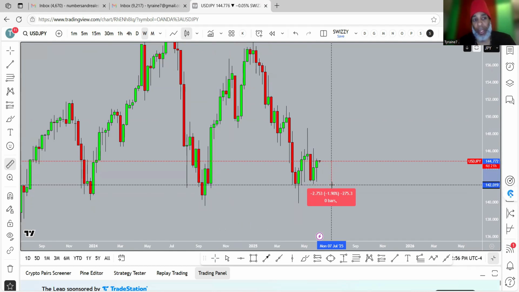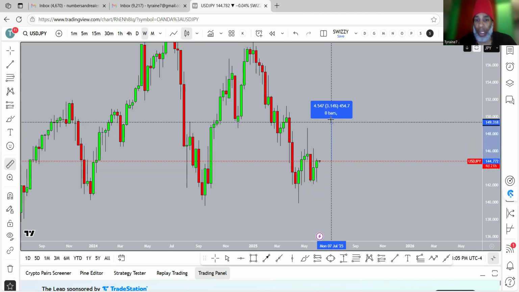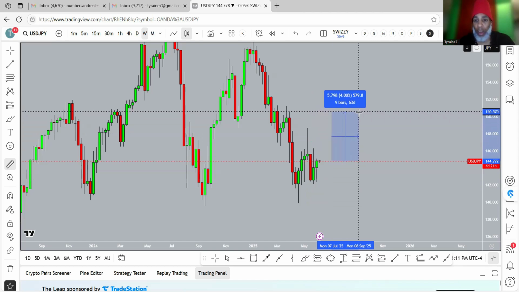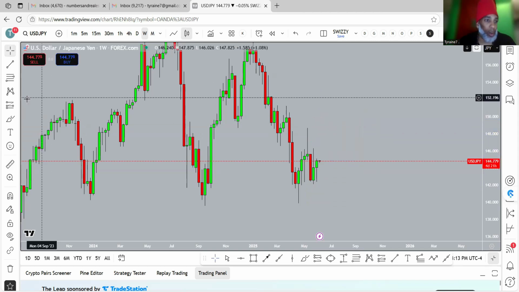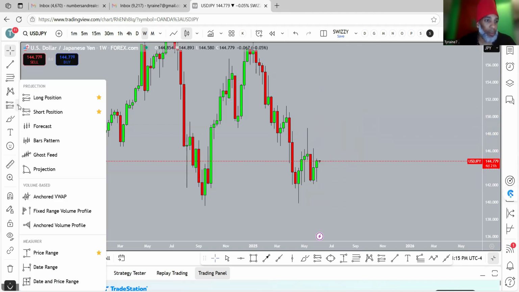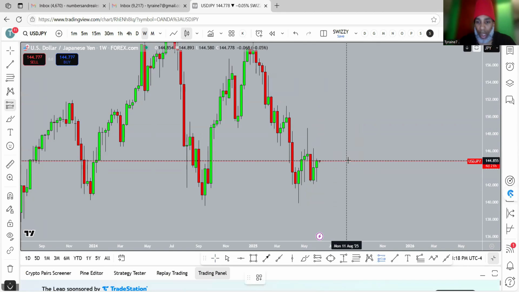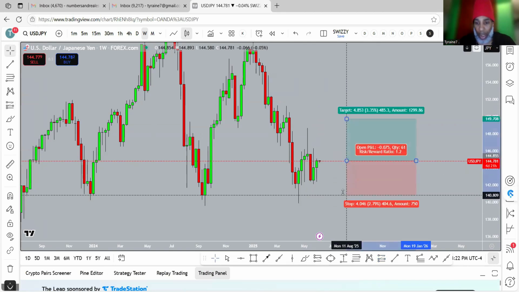But again, guys, remember this is the weekly time frame, and it doesn't really matter the stop loss so much as it matters where's your take profit. This would be your first take profit, and that's 521 pips. So if we're looking at risk to reward here, we'll pull this tool out, a long position. I wouldn't get in here right now for the record, but I'm just making a point.